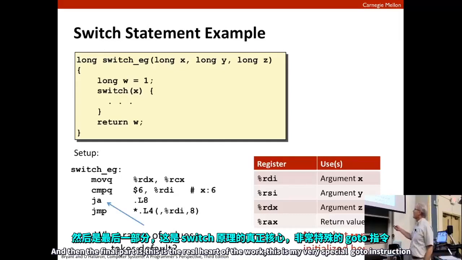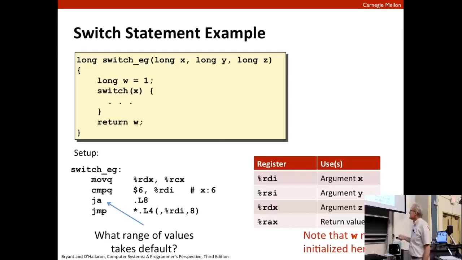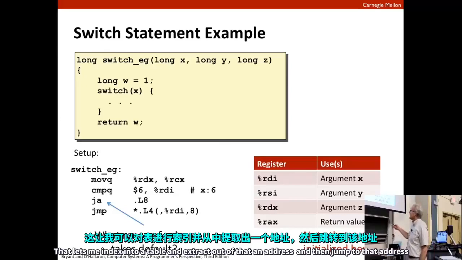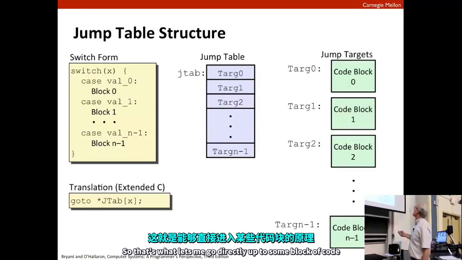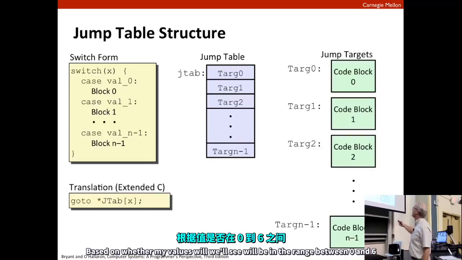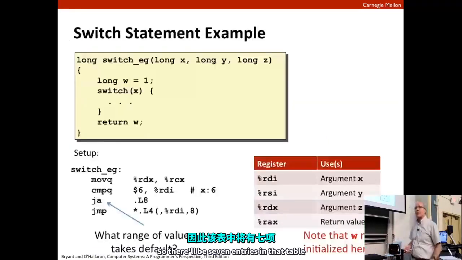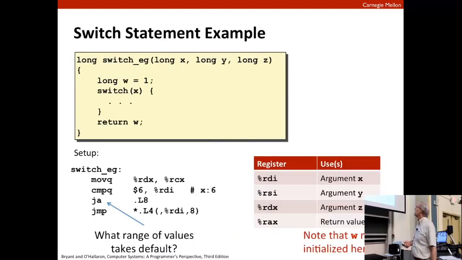And then the final part is the real heart of the work. This is my very special go-to instruction that lets me index into a table, extract an address out of it, and then jump to that address. So that's what lets me go directly to some block of code based on whether my value, as we'll see, is in the range between 0 and 6. So there'll be 7 entries in that table.